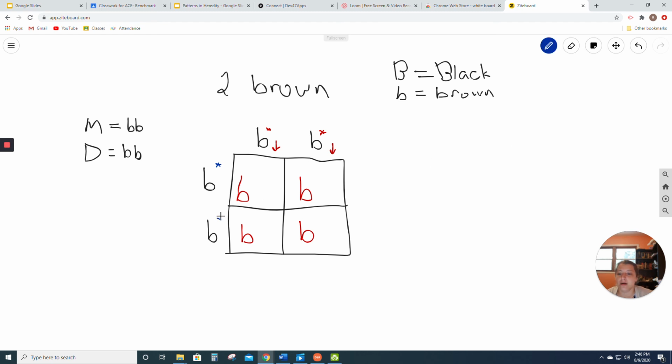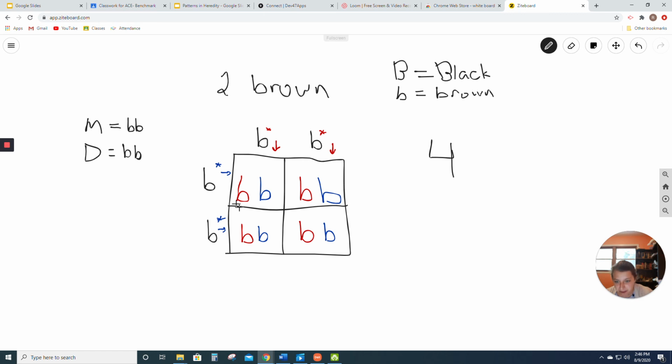Now, let's do dad. Okay, so dad is going to go on the side. So I'm going to bring him over. Bring him over. Bring this guy over. Right? So now we see there are 4 chances, okay? 4 possible possibilities for offspring.